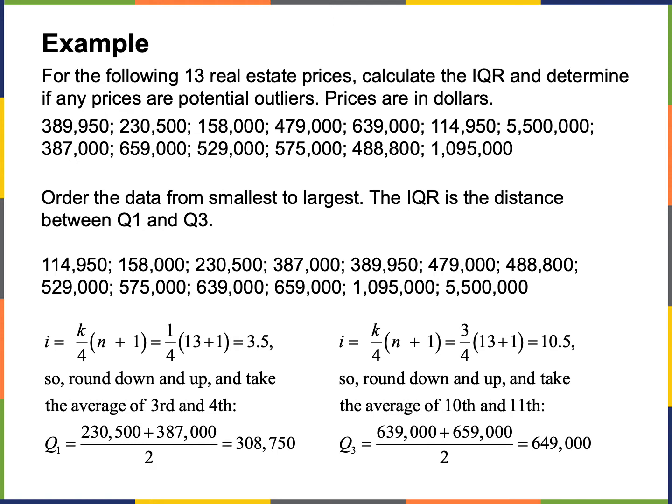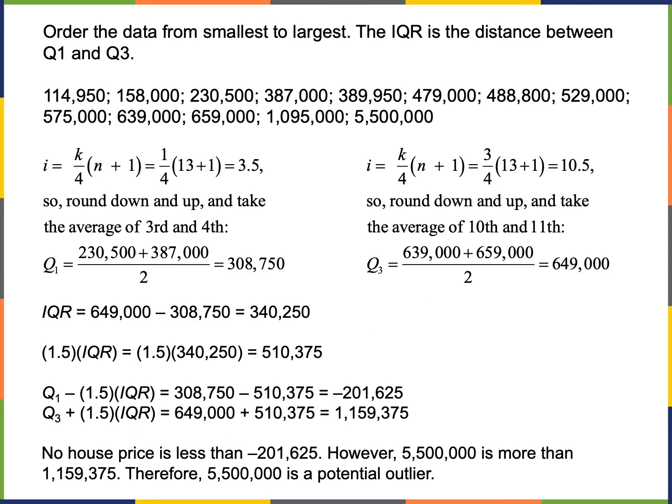Okay, so for Q3, k is equal to 3, n is still 13. We plug that in, we get 10.5. So if we keep counting, we get 1, 2, 3, 4, 5, 6, 7, 8, 9, 10, 11. 10.5 is in between these two, so we need to take the average of these two values. So we get 639,000 plus 659,000 divided by 2, that's the average. So Q3 is 649,000, okay? So let's go ahead and continue.